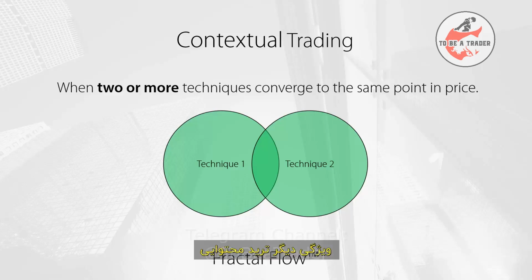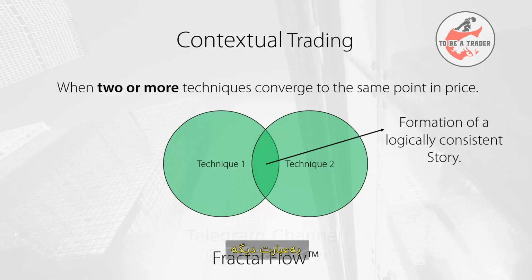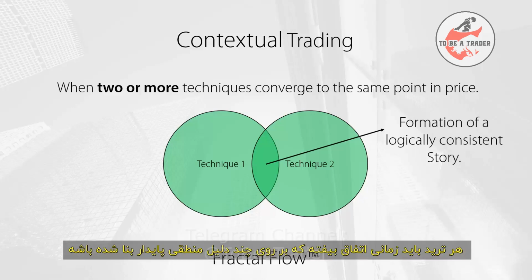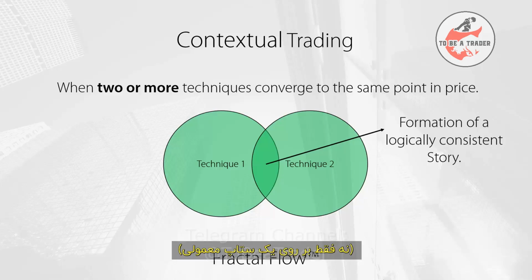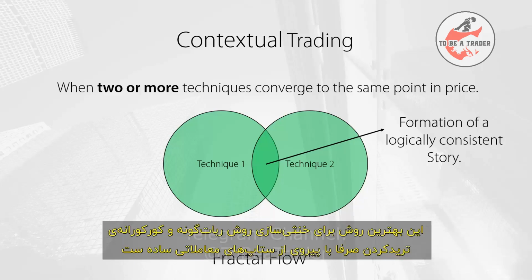Another attribute of contextual trading is the formation of a story for each trade. In other words, every trade must happen grounded on a few logically consistent reasons. Not just a simple setup. That's the best way to counteract the robotic and blind way of merely trading by following simple trading setups.